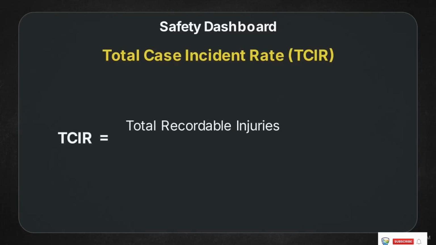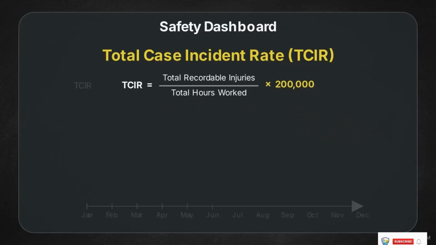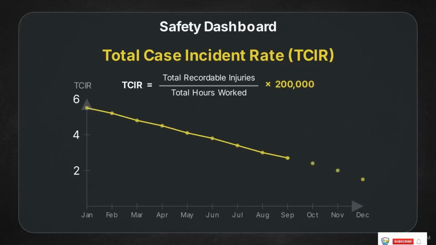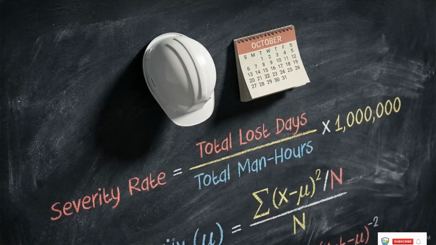By dividing the total number of recordable injuries by the total hours worked, then multiplying by 200,000, organizations evaluate their overall injury frequency per 100 workers. For a more focused analysis, the DART rate isolates only severe incidents. DART stands for days away, restricted, or transferred, and it strictly measures the rate of injuries serious enough to pull a worker off their normal duties.